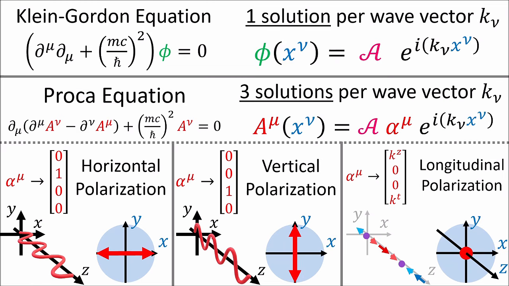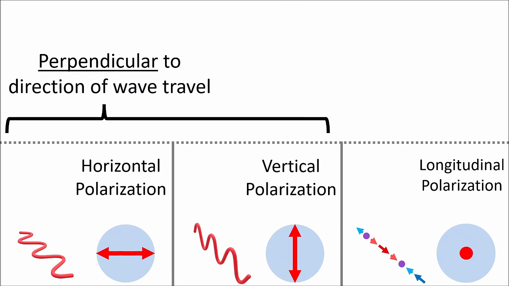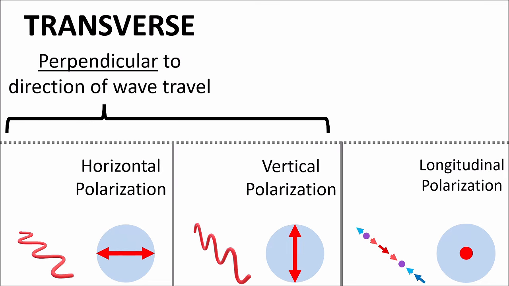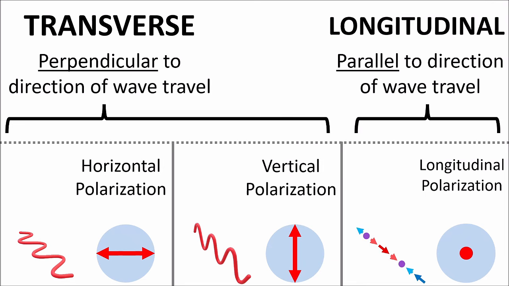Now, let's forget about the special case of a wave traveling in the z direction. More generally, for any given wave vector k, there will always be 2 Proca solutions which oscillate perpendicular to the direction of wave travel. These are called transverse solutions. And there is also the third Proca solution, which is longitudinal polarization, which oscillates in the direction of wave travel.